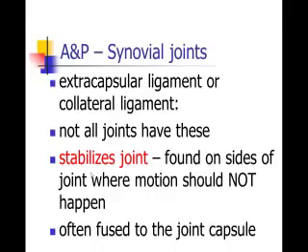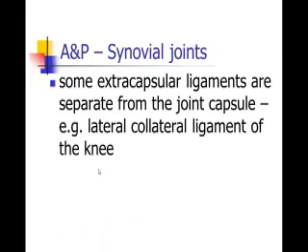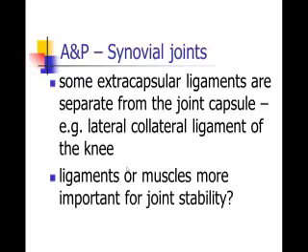In a lot of cases, the extracapsular ligament will actually be fused to the joint capsule. And then sometimes the extracapsular ligaments are actually separate from the joint capsule. An example of an extracapsular ligament separate from the capsule would be the lateral collateral ligament of the knee. The medial collateral ligament is part of the joint capsule. The lateral collateral ligament is not.